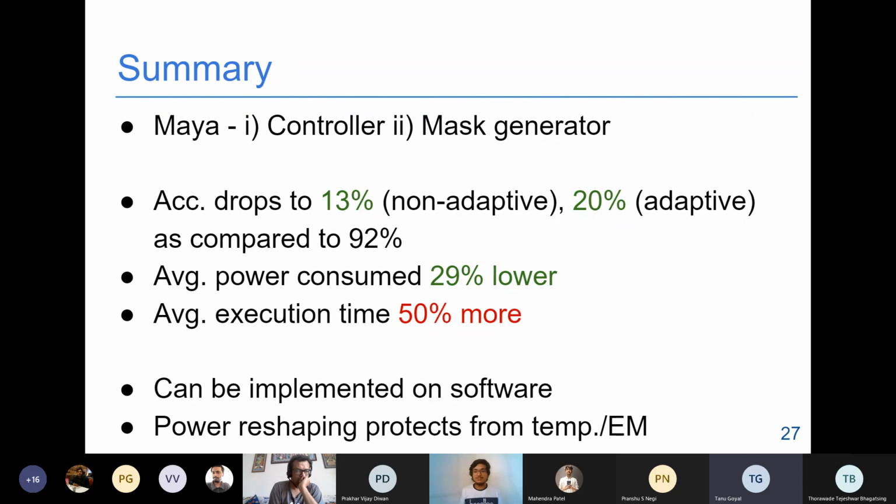The average power consumed is 29% lower, which is again a victory for Maya. But the average execution time is 50% more as compared to the execution time of a scenario where you don't use Maya at all. Now, the big wins are that it can be implemented in software, and power reshaping also protects from other physical side channels like temperature and EM.